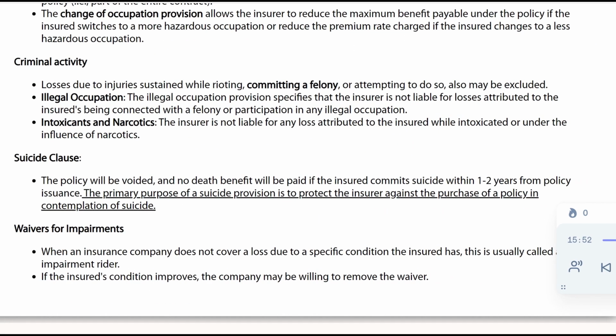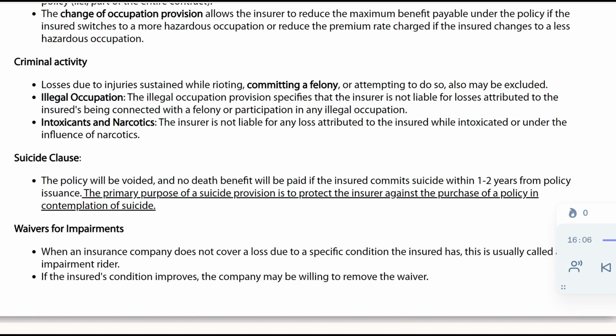The policy will be voided, and no death benefit will be paid if the insured commits suicide within 1-2 years from policy issuance. The primary purpose of a suicide provision is to protect the insurer against the purchase of a policy in contemplation of suicide.